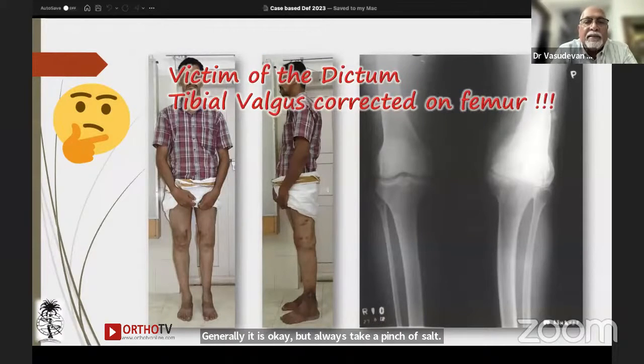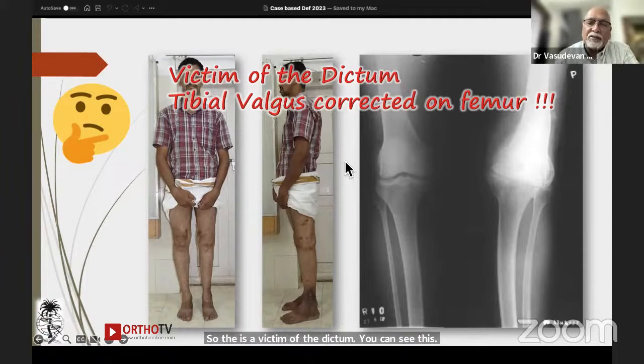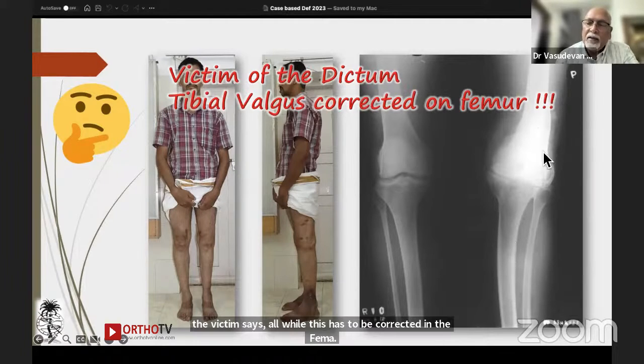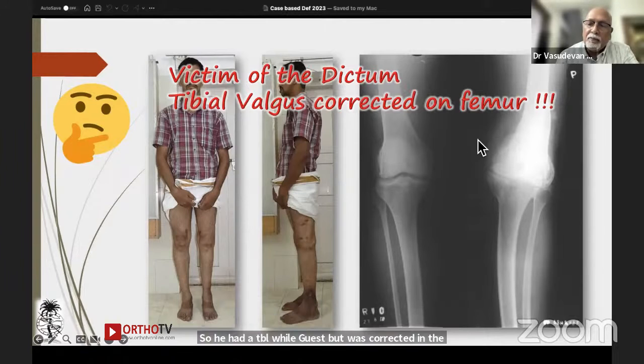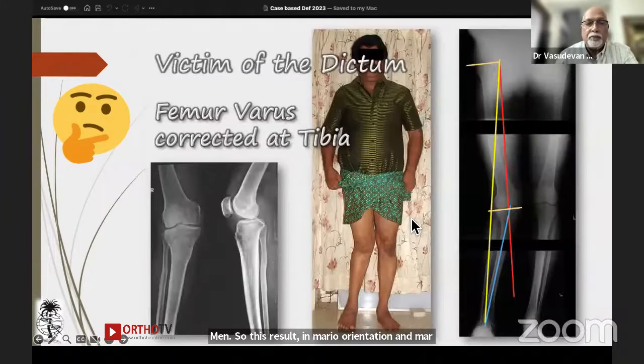So he is a victim of the dictum. You can see a tibial valgus, because the dictum says all valgus has to be corrected in the femur. So he had a tibial valgus, but it was corrected in the femur. And the full knee joint was completely damaged within 10 years. See, his alignment is perfect. Even with alignment, this resulted in malorientation, and malorientation can also damage the joint.